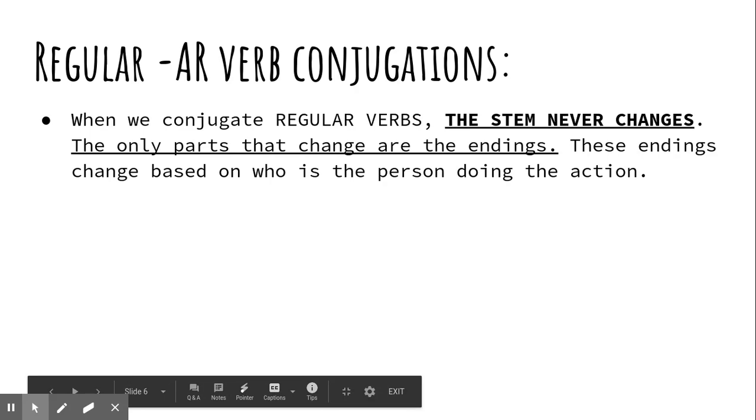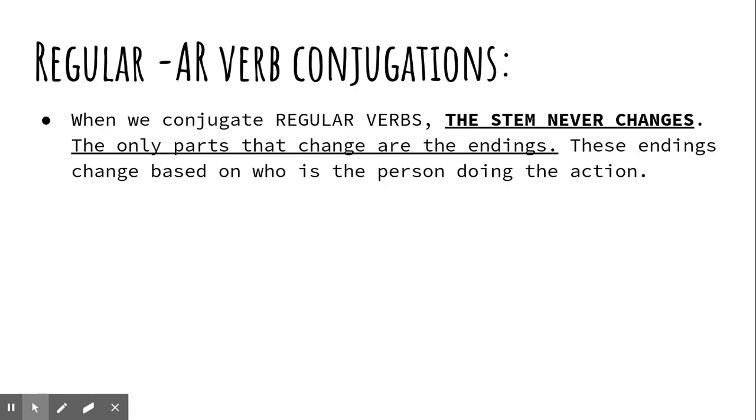Now, let's talk about regular AR verb conjugations. When we conjugate regular verbs, the stem never changes. Remember, that's the first part of the verb. The only parts that change are the endings, and those endings change based on who is the person doing the action.